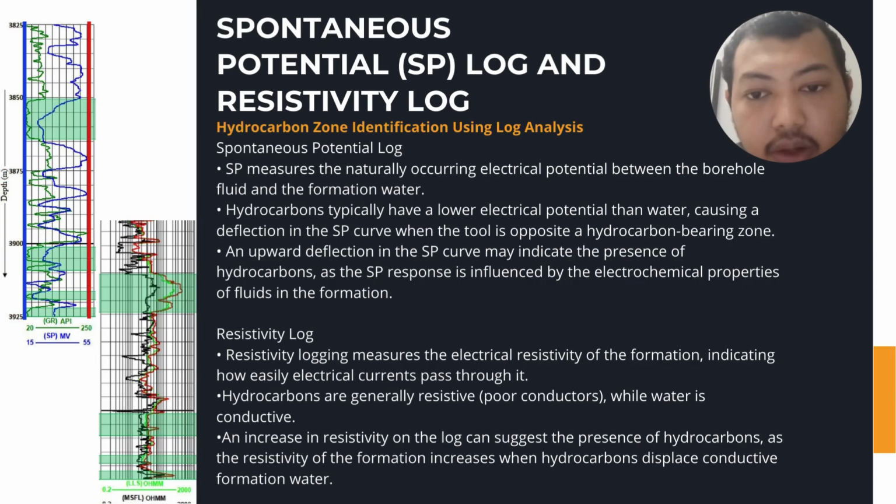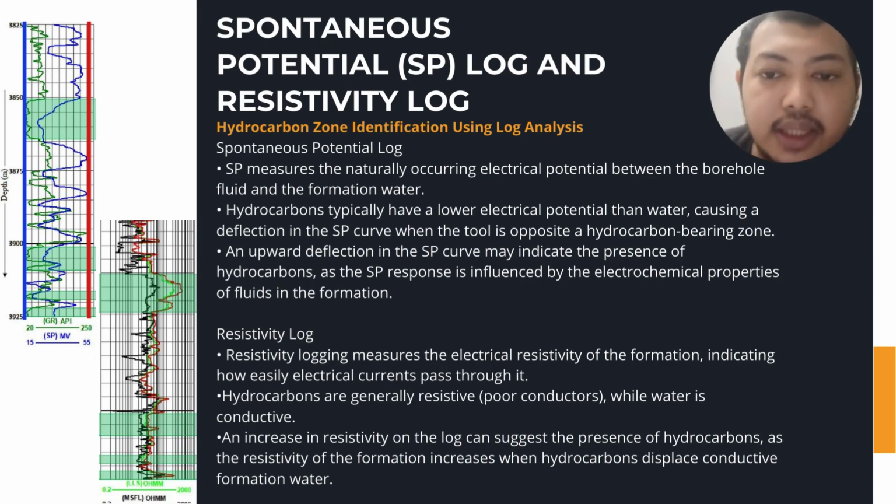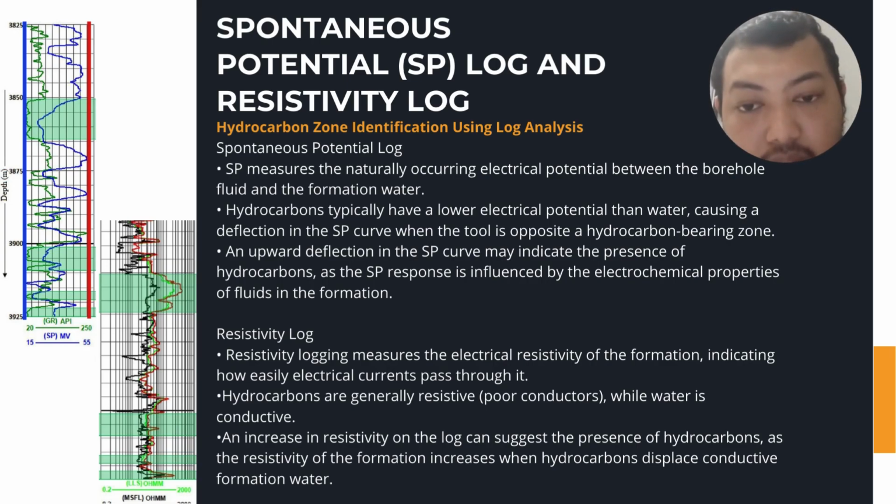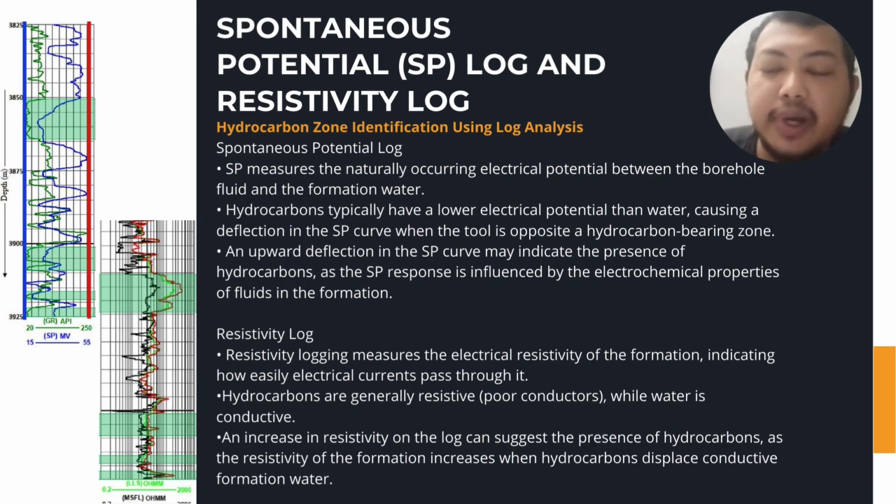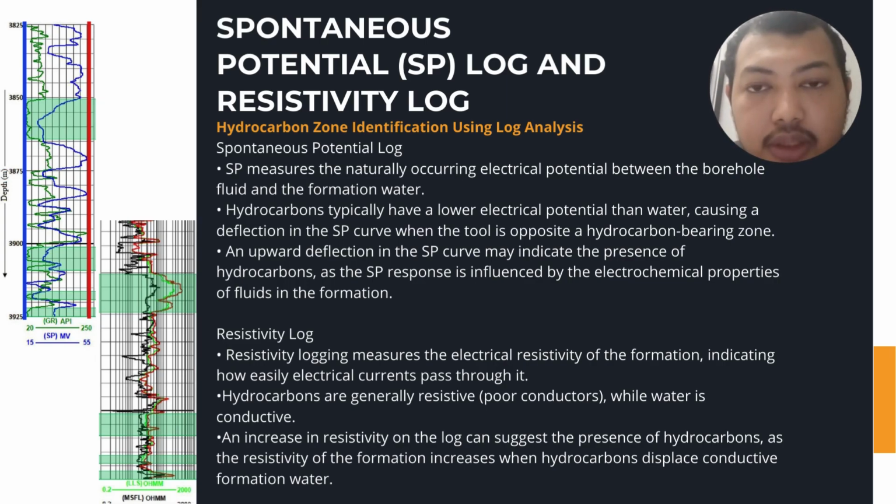changes in the SP log. For example, high resistivity and low SP mean salt water, high spontaneous potential and low resistivity mean it contains shale, and low SP and high resistivity mean sand. So by using the information that we can get from the SP log and resistivity, we can determine the depth range of the hydrocarbon zone.